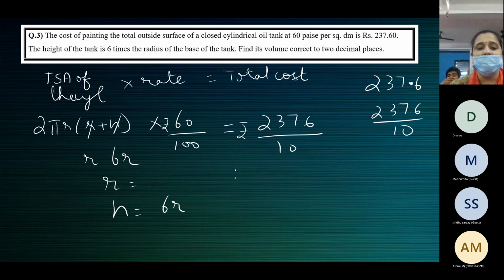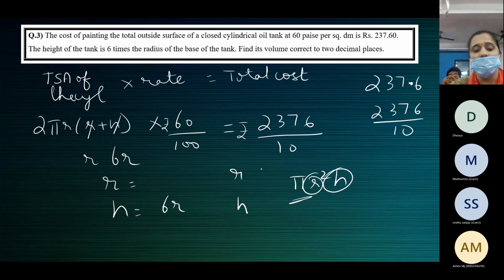Now you know the radius and height. Find the volume, pi R square H. Because to find the volume, you need R and H. Now we found R and H. Put it in this formula and find the volume.